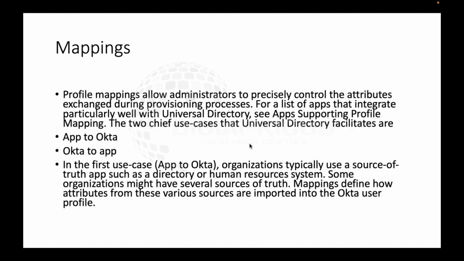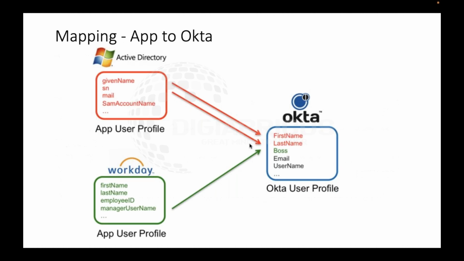A source of truth means they can have different directories integrated with Okta, and in those scenarios there would be mappings which we have to define. These help us understand how the attributes, and the values of those attributes, are flowing from one source to the other, from the application to Okta. So this is basically a use case from app to Okta.